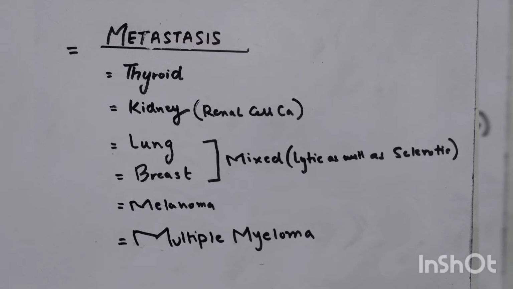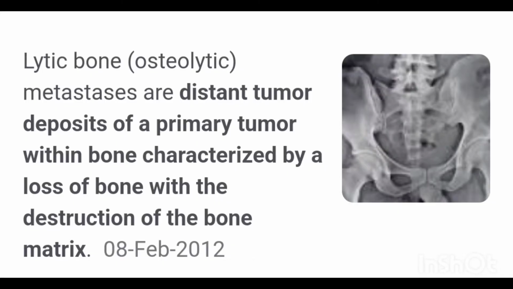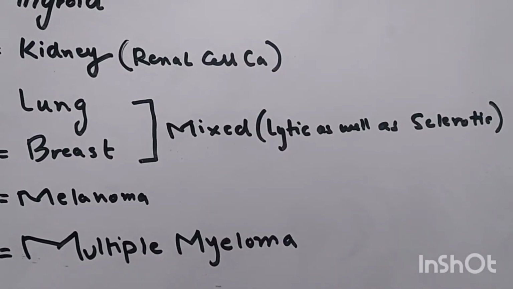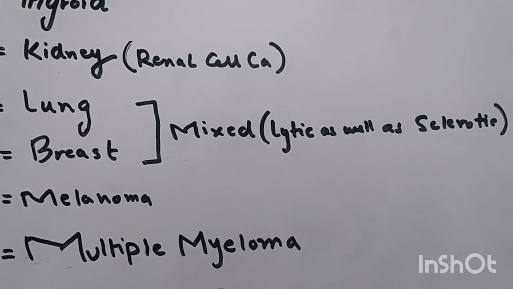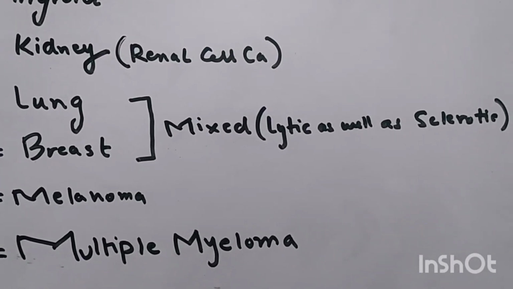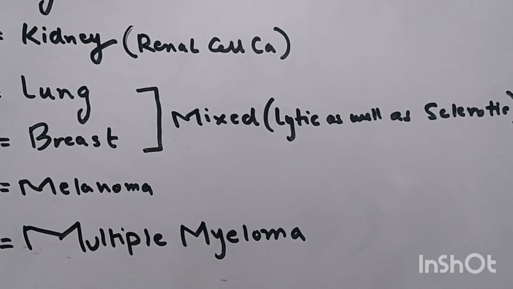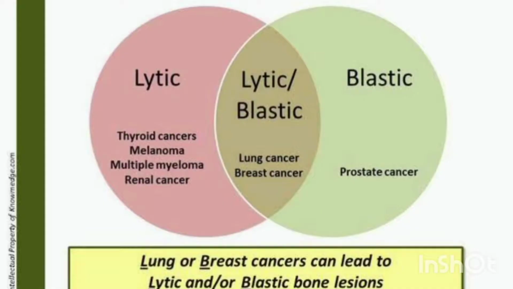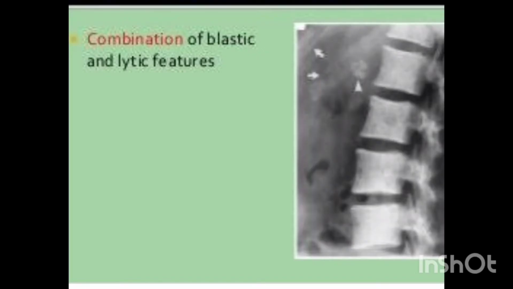These are examples of metastasis, lytic metastasis. Osteolytic metastases are distant tumor deposits of a primary tumor within bone, characterized by loss of bone with destruction of the bone matrix. For example, lung and breast cancers both give mixed lytic as well as sclerotic metastatic lesions. These are certain examples. This is an example of the combination of blastic and lytic features.